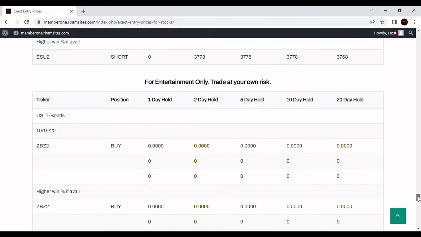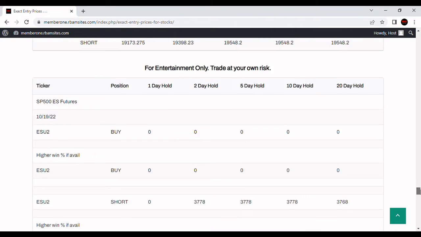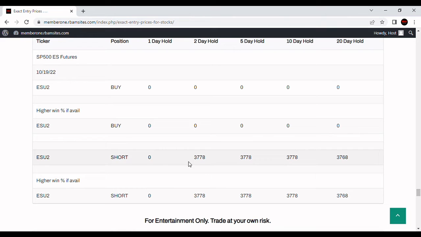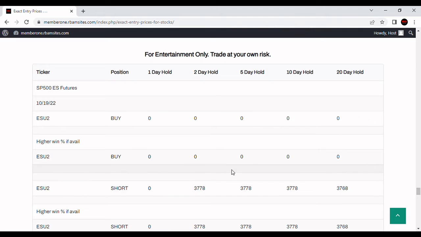And then the other one is non-trend following. It's down here. And S&P 500 for tomorrow, the 19th of October, 1, 2, 5, 10, and 20-day holds. Also showing shorts, and showing shorts at similar levels. The 2-day short, 37.78, all the way up, and then it's interesting, it comes down a little bit, 37.68 for the 20-day hold. So that's what we've got for you for the S&P 500 contract for tomorrow. And again, we're using the E-mini futures contract as a proxy. That's the most liquid futures contract to trade the S&P on.